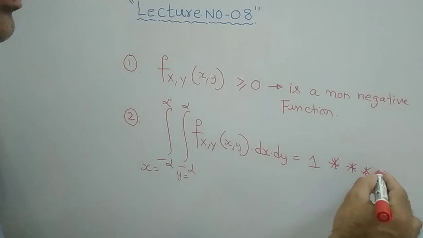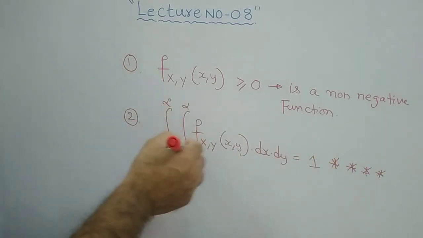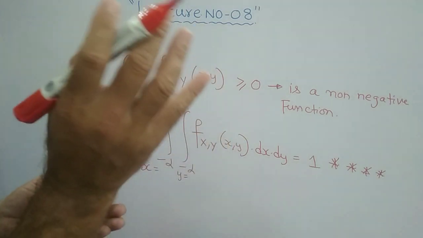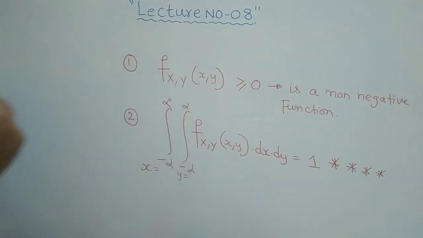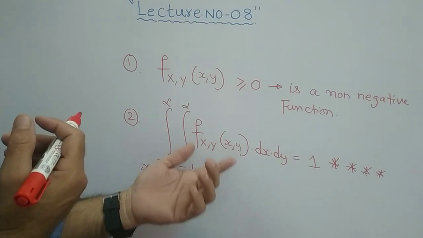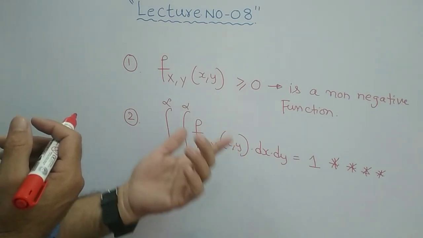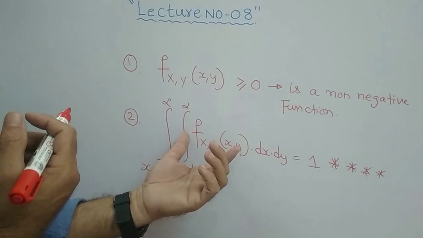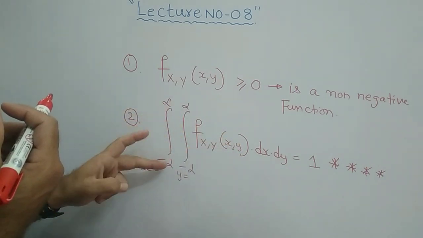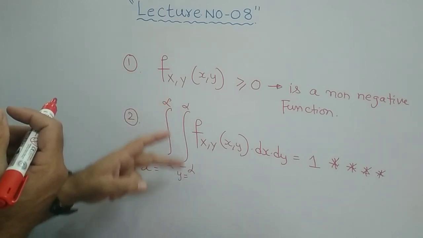What does it mean? This indicates that by taking the integration, you are evaluating the area under the curve. What is the meaning of integration? You are evaluating a function, here the PDF density function, within the intervals: for x the limits are minus infinity to plus infinity, and for y also minus infinity to plus infinity.